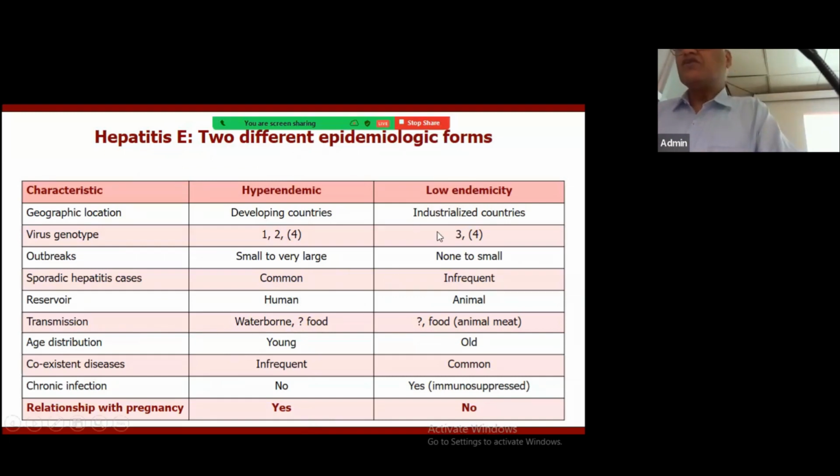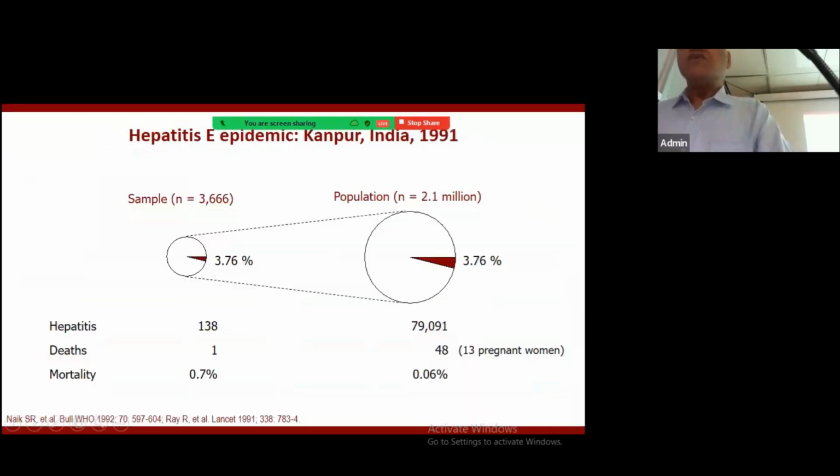On the other hand, genotype 3 and 4 are very common in animals but do not cause disease in animals. Occasionally, they cause infection in humans, mainly among the elderly. This is seen in industrialized countries of North America and Europe, and that does not seem to have an association with pregnancy.